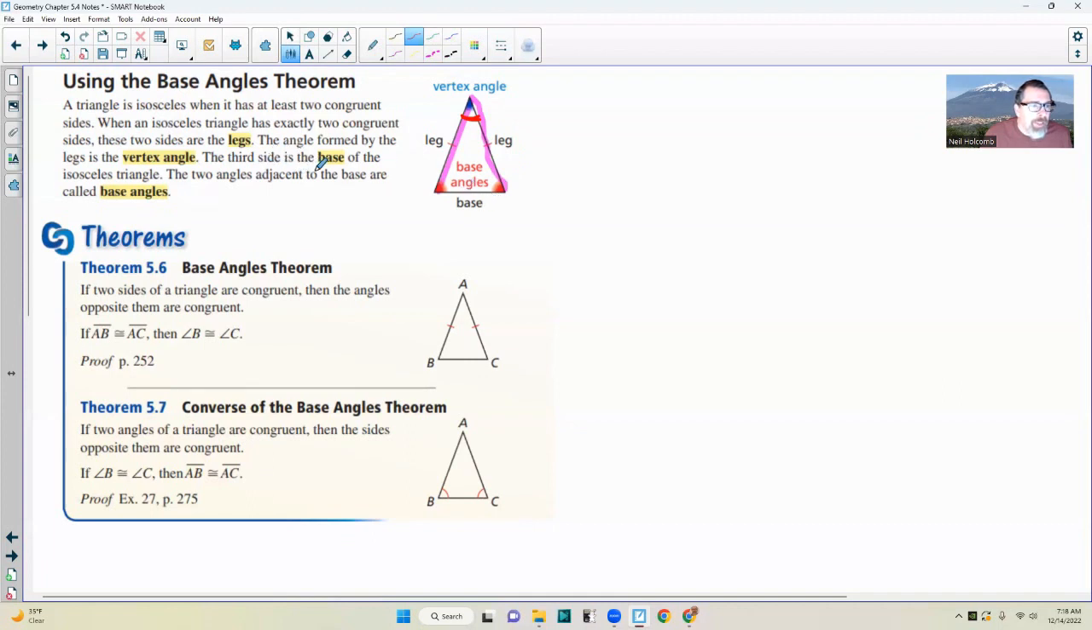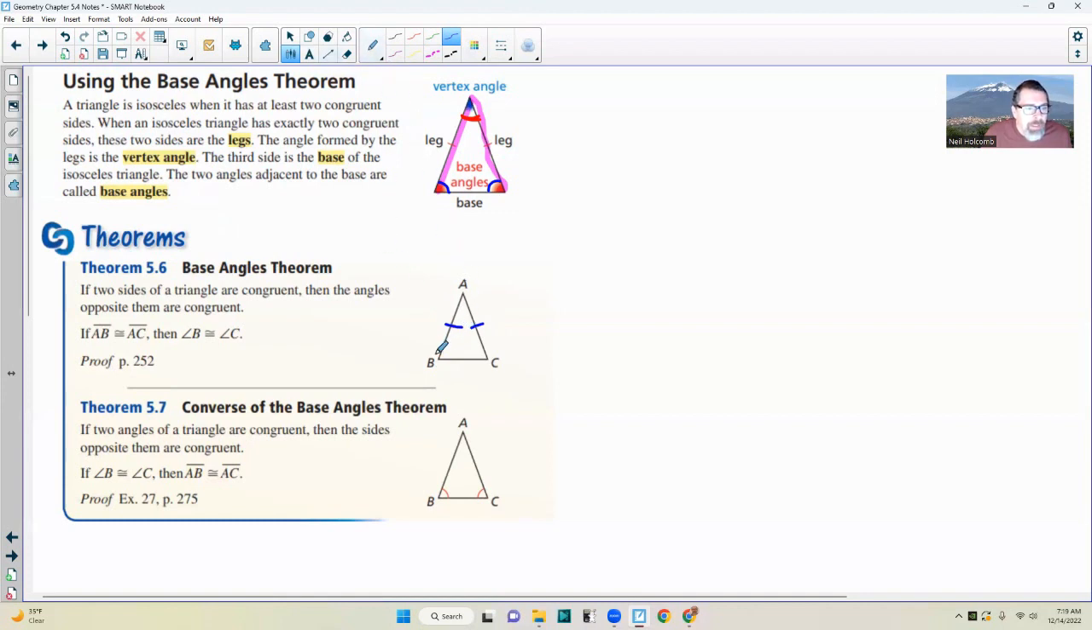The two angles adjacent to the base are called base angles. Okay, adjacent means next to. Those are the two base angles. Okay, so now the base angles theorem says that if two sides of a triangle are congruent, this is congruent to that, then the angles opposite them are congruent.